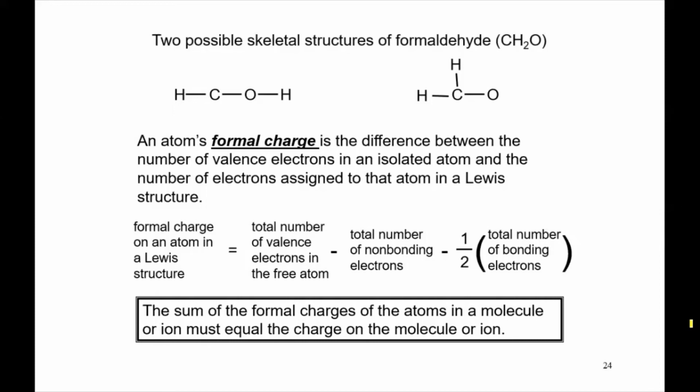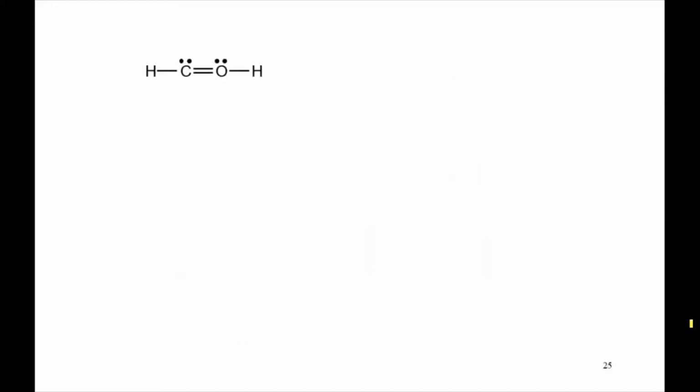So what I'm going to do now is take the skeletal structure there on the left, the HCOH, and complete the Lewis structure based on that skeleton. There it is. Now, the first thing is, let's make sure that on the basis of the criteria, this works.